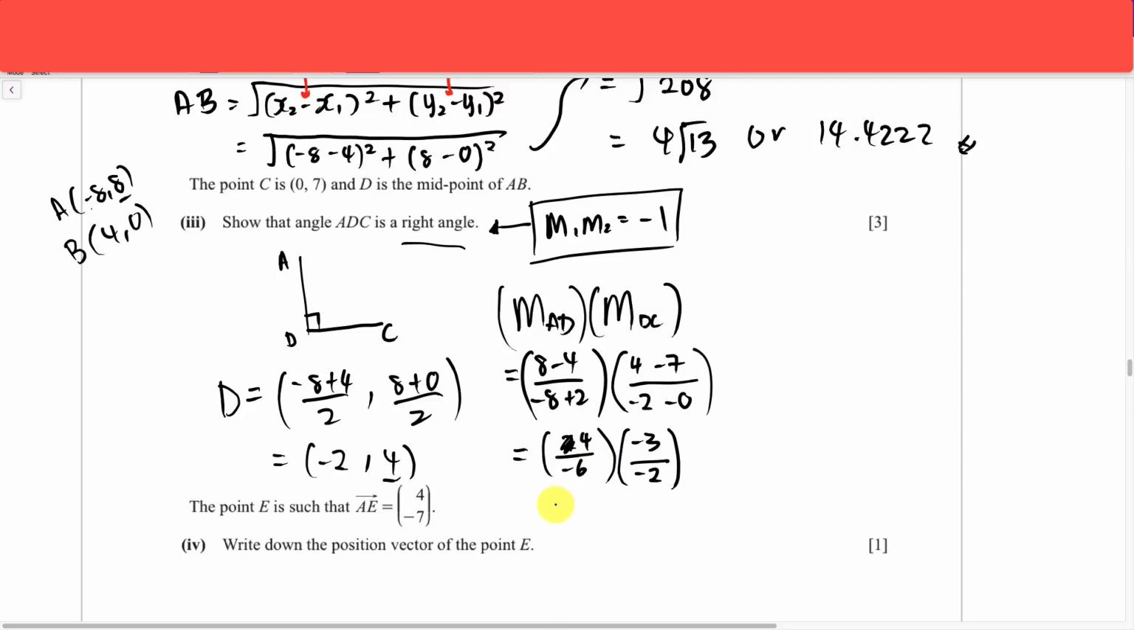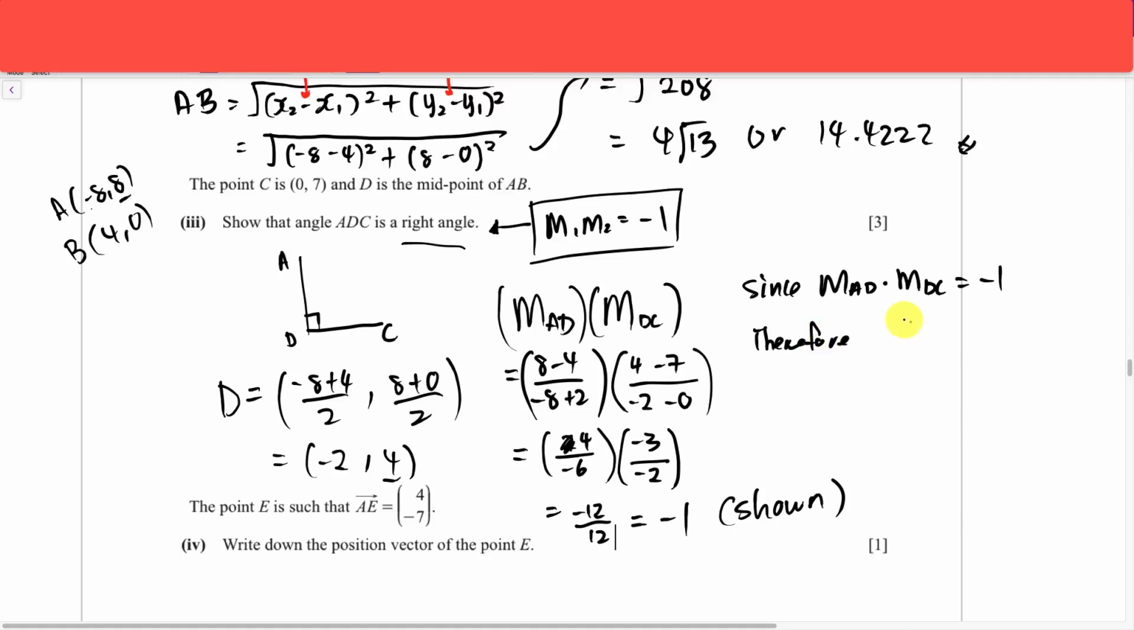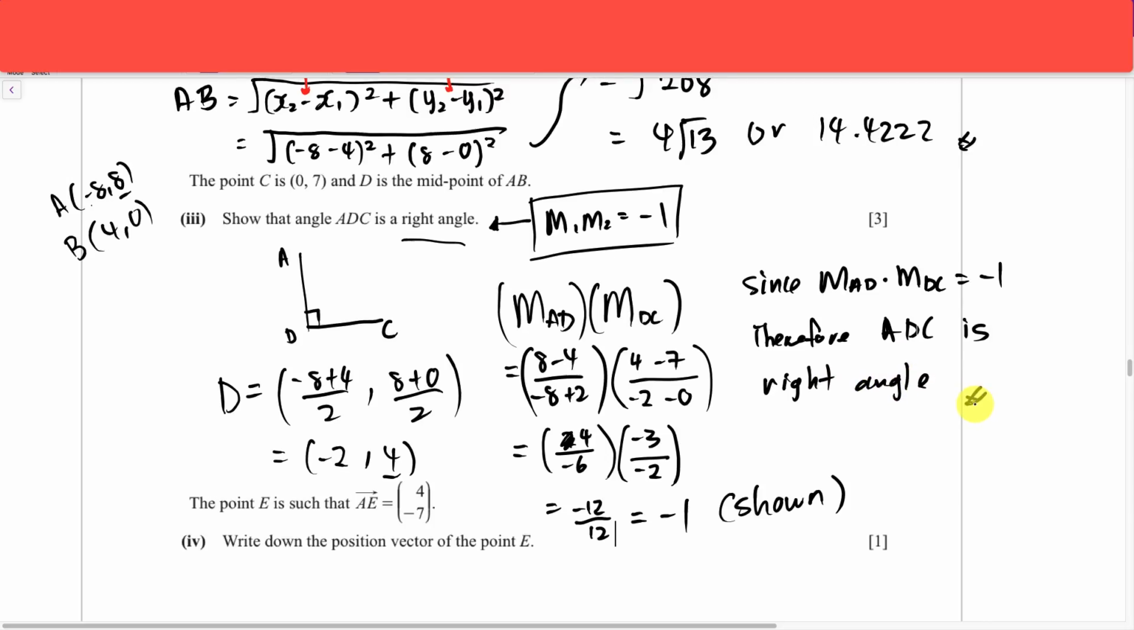Alright, okay, now everything makes sense already. So this one you can just expand it, which is negative 12 over 12, which is negative 1. If I get a negative 1, then I will write "shown". Okay, if you want more detail, you can say, since gradient AD multiplied with gradient DC equals to negative 1, therefore ADC is a right angle triangle. It's a right angle. Yeah, just write right angle should be good. So if you want to write some explanation, you can always do that.